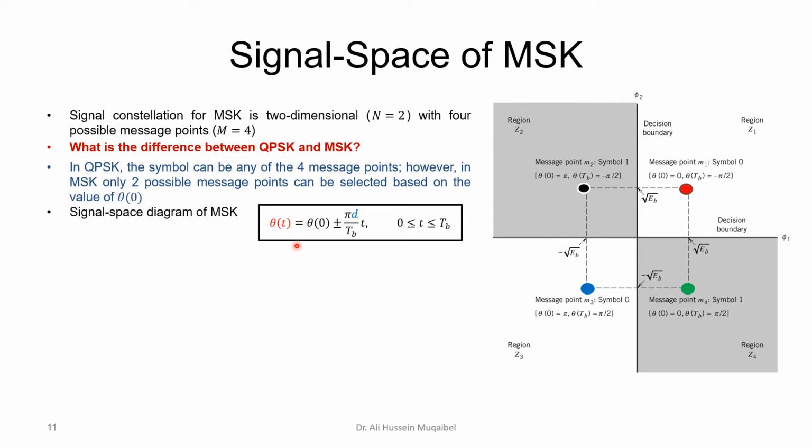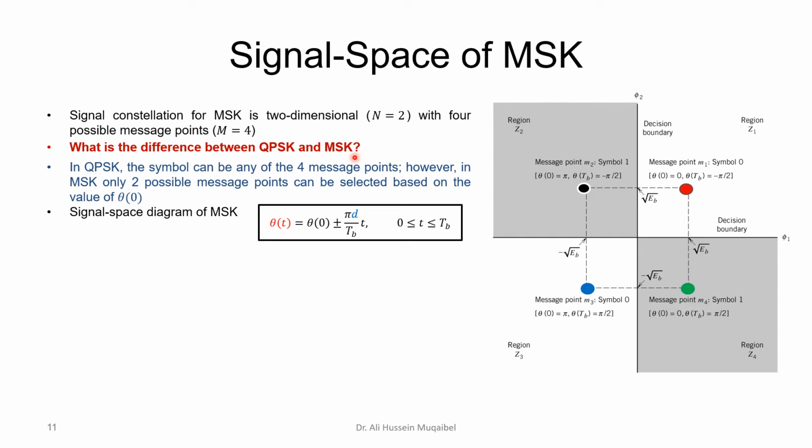To get an idea about the signal space of MSK, we can think of having two dimensions, although we are not showing the details here, and there are four possible messages M. That's because it has a memory. Although we're having binary, we have four possibilities. So one would ask, what is the difference between QPSK? Because in QPSK we're having four possibilities, four different phases, and it's the same for MSK.